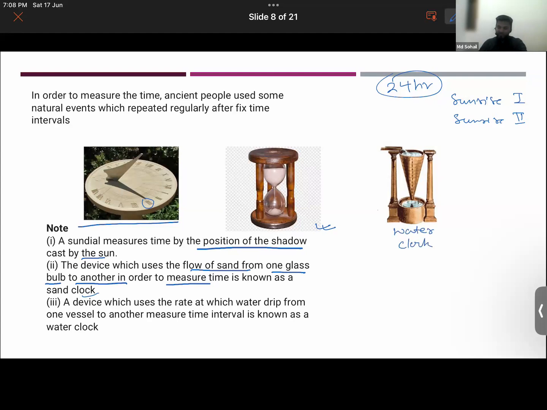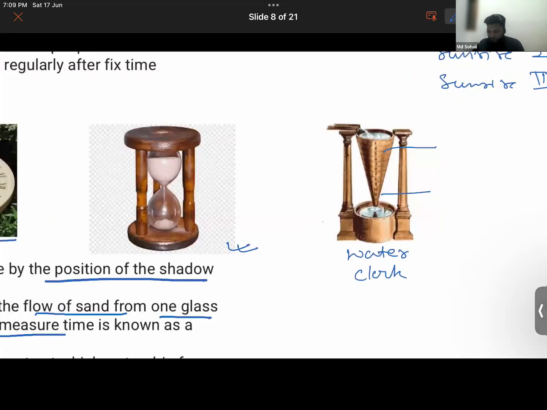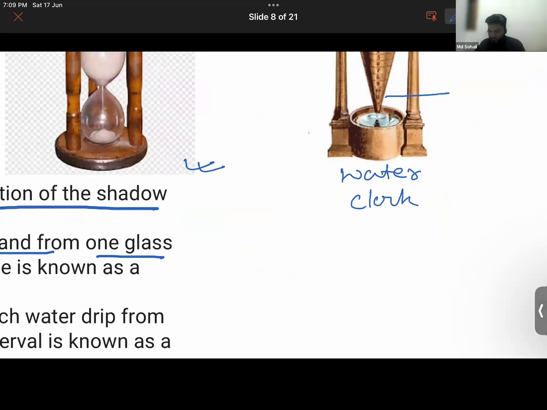Okay, so water clock, what principle works here? It basically works on the principle that the rate at which water drips from this hole into the container below it. So the time this container takes to fill, or the rate at which the upper container empties, that will show the different time here.